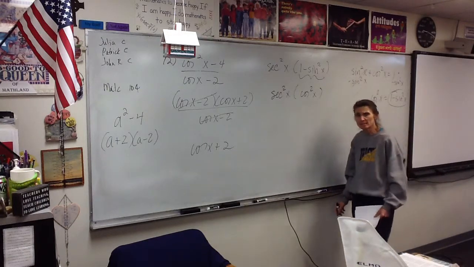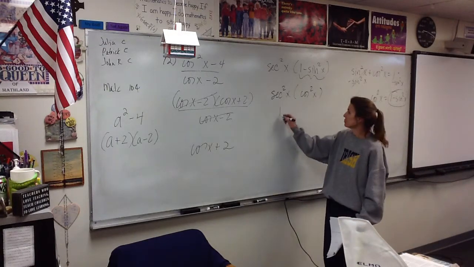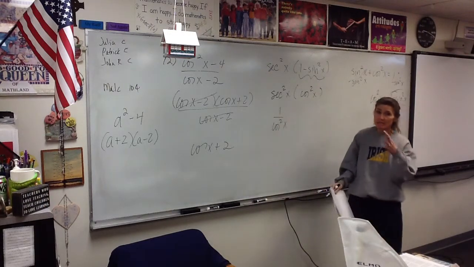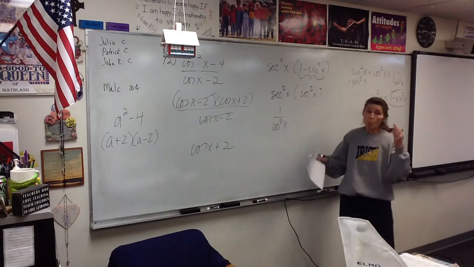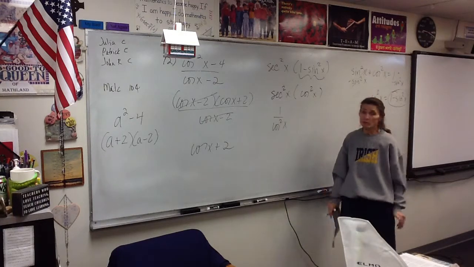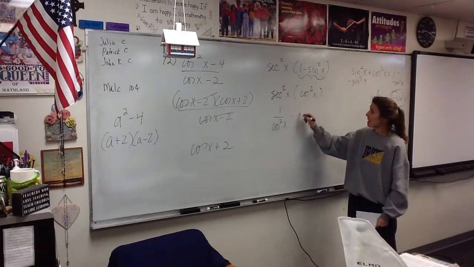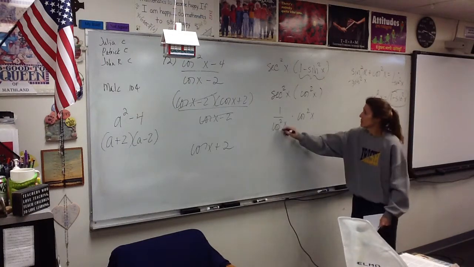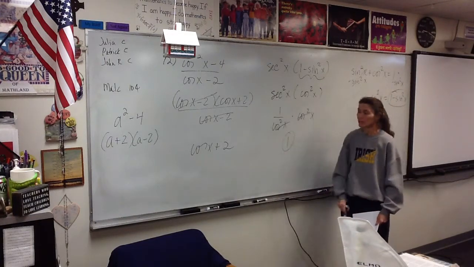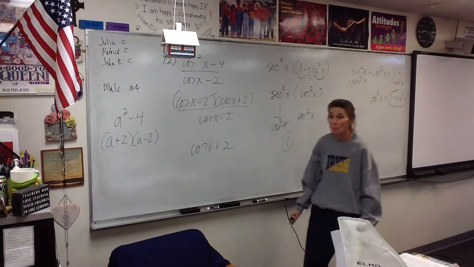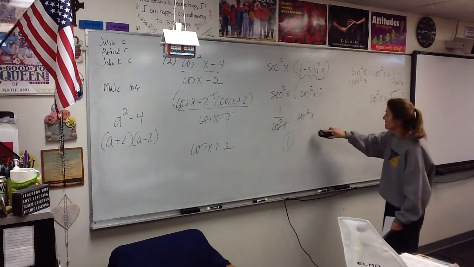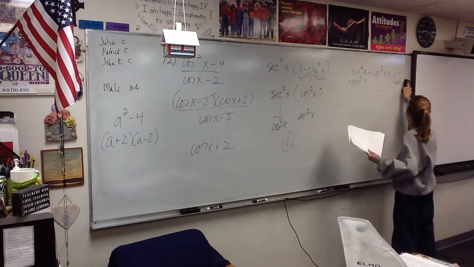What is secant? Secant is the reciprocal of the cosine. So secant squared is 1 over cosine squared. But it's times a cosine squared. Gang, what's going to happen? These are going to cancel and you are going to be left with just 1. Who would have thought that that mess right there simplifies to just 1?